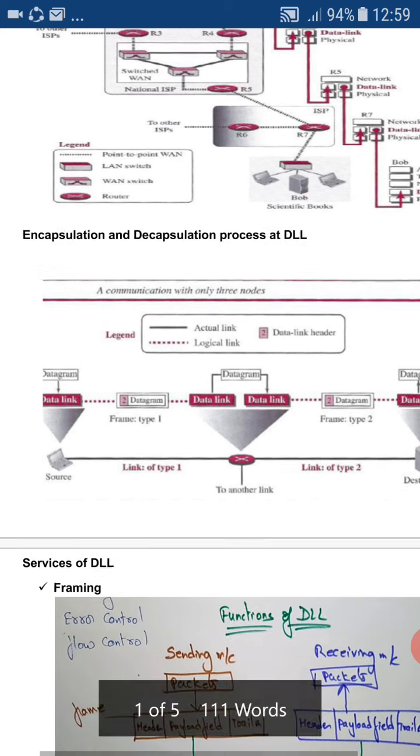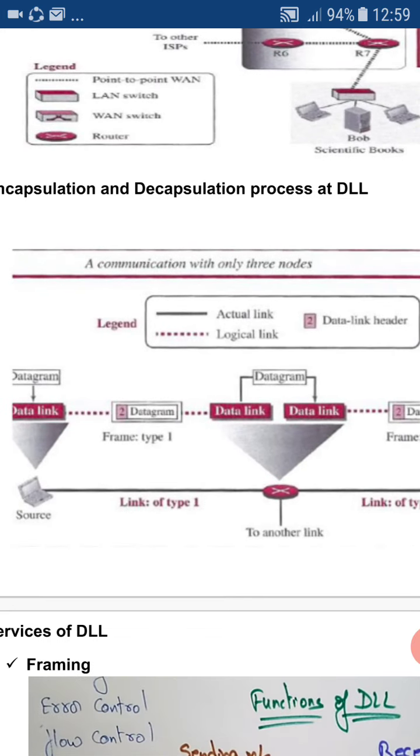You can just see here 2 and datagram. So that 2 is nothing but the data link header. To that header, the datagram from the network layer has been attached. So 2 and datagram will form the frame. This frame is of type 1, and it is logically transferred to the data link layer of the router. The dotted line represents the logical link, and the solid line represents the actual link.